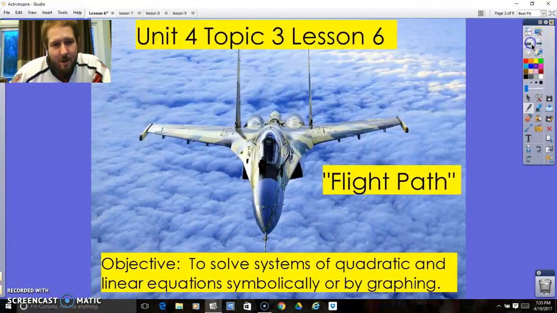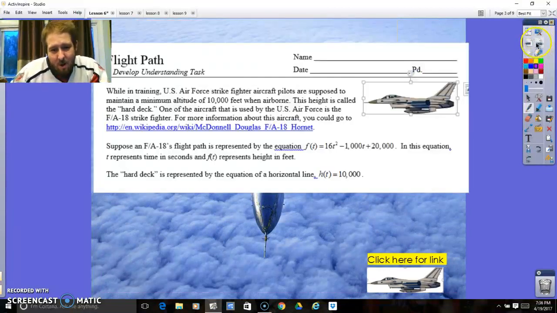So this lesson is about word problems, and we're going to be using all those strategies that we've done in the past. Just talking about an airplane, or a jet plane, I should say.